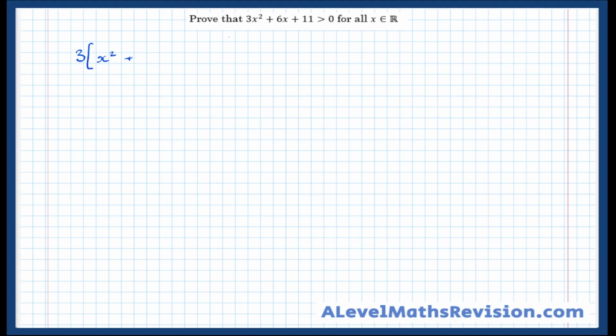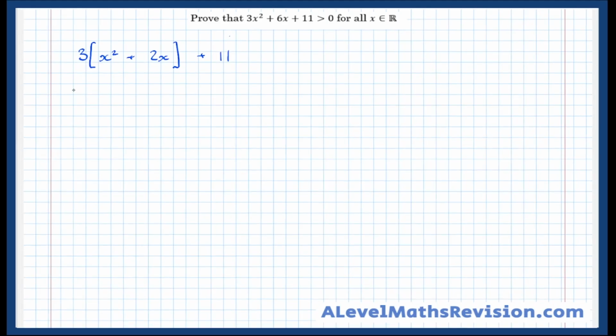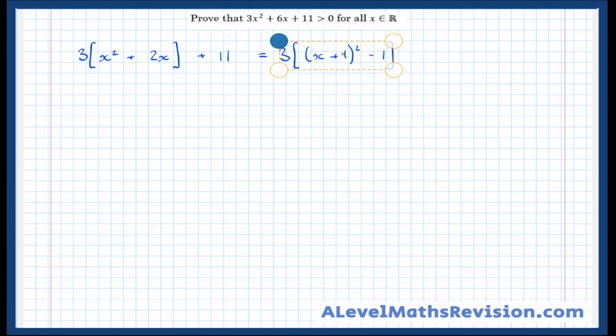So we get x squared plus 2x with 11 on the outside. And I'm not going to write bigger than 0 yet because that's what we're trying to prove. Right, so complete the square for that. We get 3 x plus 1 squared minus 1, and actually, probably paper saving, so to speak, putting it up there, equals 3 x plus 1 squared minus 1 with a plus 11 on the end.